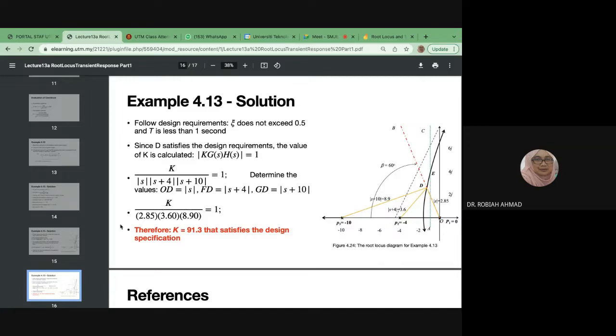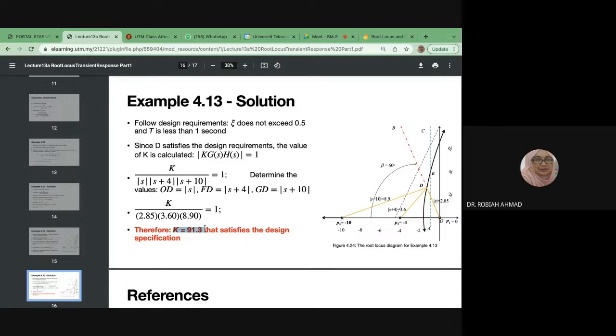Okay, so distance dia tadi, kalau S is 2.85, kalau S plus 4, 3.6, and then S plus 10 is 8.9. So equal to 1, sebab kalau kita ada zero, zero tu akan jadi ke atas. So therefore dia akan divide, bukan tolak, tolak tu sudut, sorry. So dia akan divide bila K tu, so K will be 1 times all this point. 1 times 2.85 times 3.6 times 8.90. So therefore the K that satisfied the design spec is 91.3.